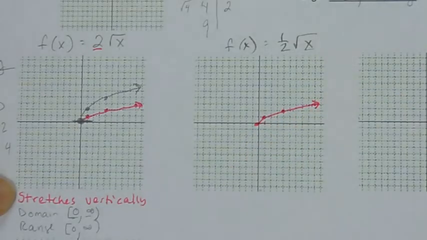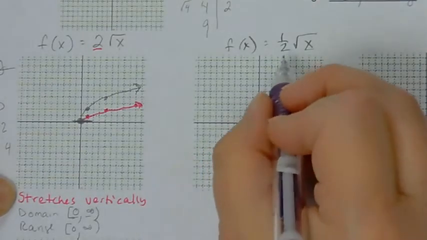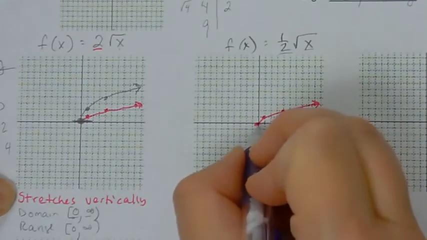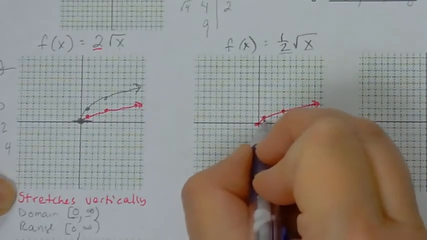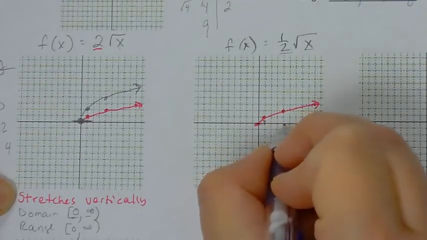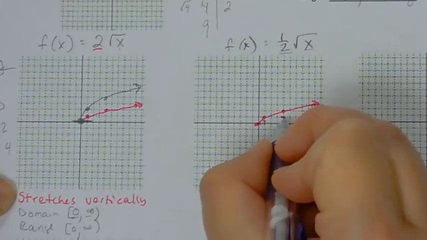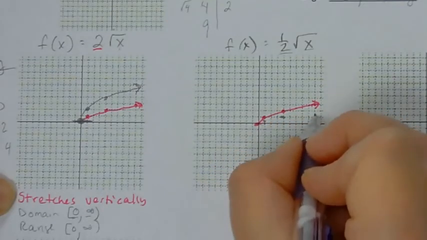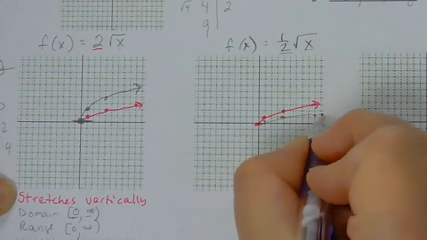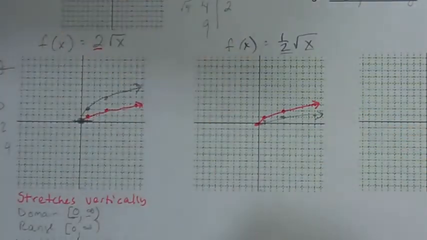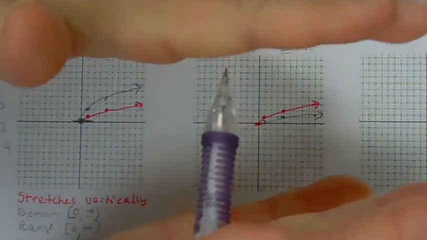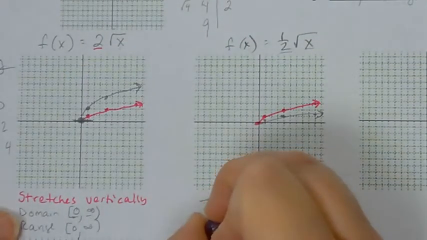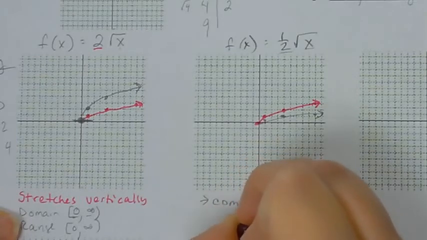It looks like this. But this time, the parent function is going to be halved for the output value. So this time, instead of 1, 1, it's going to be 1, 1/2. Instead of 4, 2, it's going to be 4, 2/2. Instead of 9, 3, it's going to be 9, 3/2. So you can see how this thing, instead of being stretched, it's actually being compressed. So it's kind of squeezing in. So we would say that this one compresses vertically.